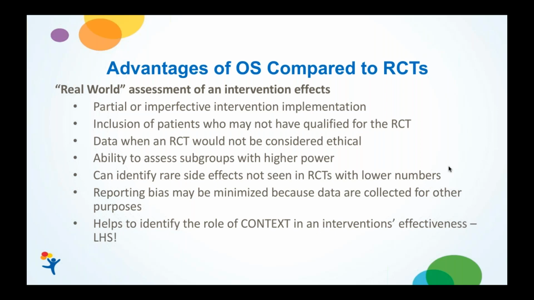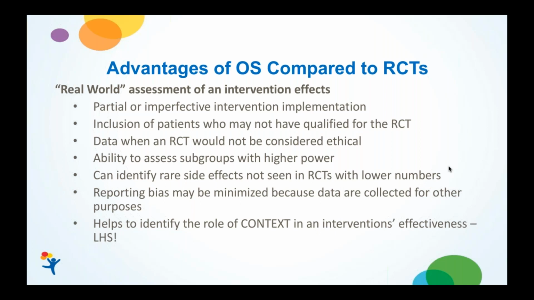Another one that you guys didn't come up with, but is very true, is how you can collect data when an RCT wouldn't actually be considered ethical. And there are definitely situations we can all think of where you just can't do an RCT. And so an observational study is really the only way to potentially answer some questions about what's a better clinical pathway than another. Then we talked about earlier the ability of observational studies to have a larger sample size, and that can be really helpful when it comes to assessing subgroups.